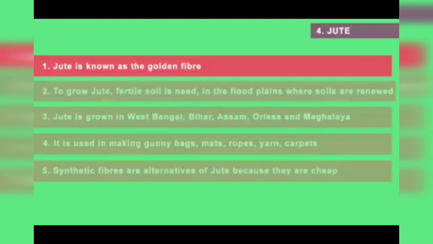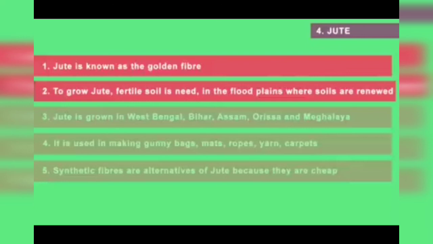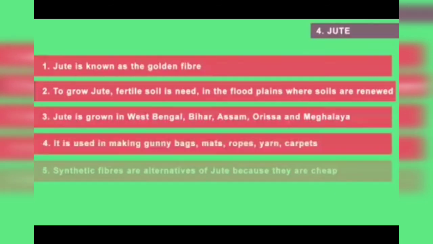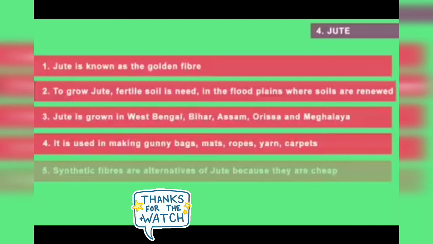And the last type of non-food crop is jute. So jute is referred to as golden fiber. Now if you see the color of it, it is brownish and golden color. Now you need a fertile soil to grow jute. But here is a catch. That soil needs to be renewed every year. And how does a soil get renewed? By continuous flow of river. And where can you find such a place? West Bengal, Bihar, Assam, Orissa, Meghalaya. So if you see, all these places have rivers that are perennial or continuously flowing. So that helps in renewing the soil. So jute is used to make gunny bags, mats, ropes, yarn, carpets and other artifacts. And these are costly. They are of high cost.